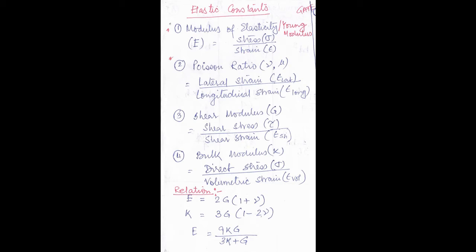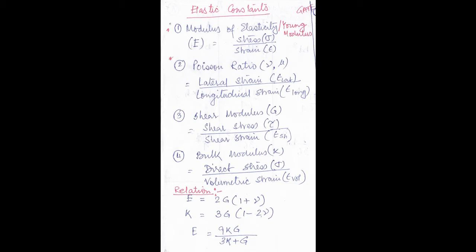The second elastic constant is Poisson's ratio, which is denoted as nu or mu. The first one is denoted as nu and the second one is denoted as mu. So any one notation you can find over there. Poisson's ratio is defined as the ratio of lateral strain by longitudinal strain.